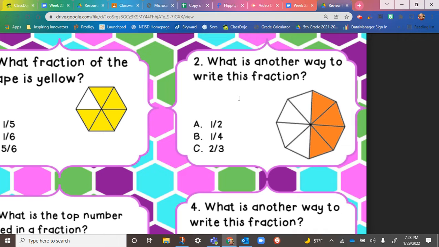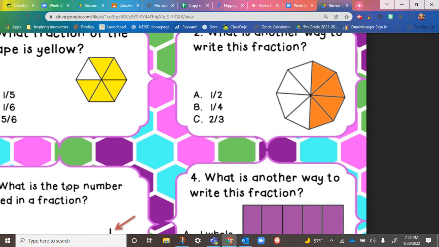Number 2, what's another way to write this fraction? Again, if you'd like to try by yourself, I'm not going to say this each time, so just go ahead and pause after I say the number. So this one, I see that half of the shape is shaded. So that's 1/2, 1 over 2.